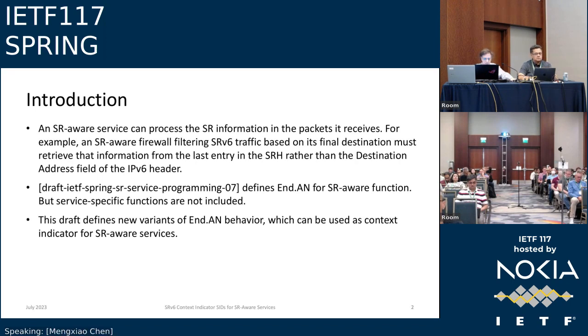Segment routing aware service means a service node can process segment routing information in the packets it receives. For example, if an SR-aware firewall wants to filter SRv6 traffic based on its final destination, it will retrieve that information from the last entry in the SRH rather than the destination address field of the IPv6 header.